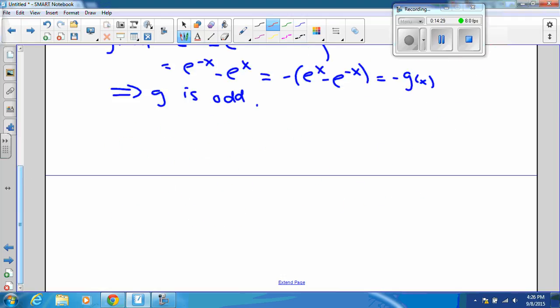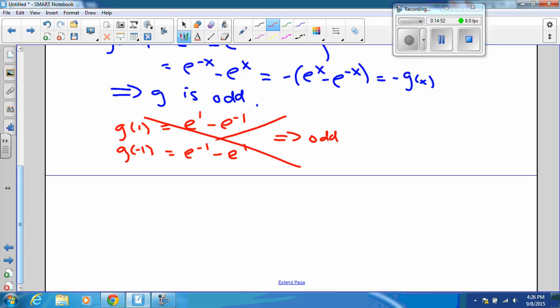Now, I had a couple of students who tried to do this with a particular number. So for example, I had some students try g of 1 and g of negative 1, and get e minus e of negative 1 here, and then they said, therefore, odd, because these are opposites. But it is important to understand this. An example is not a proof.